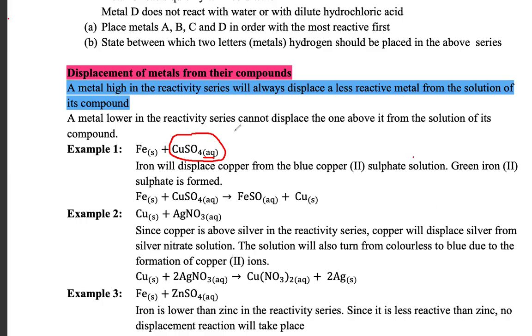Yeah. So this is our solution. We prepare copper sulfate solution. In that solution, the metal that we have is actually copper, right? Yes, that's the metal we have in our solution. Now, what are we doing to that solution? We are actually adding iron to the solution.